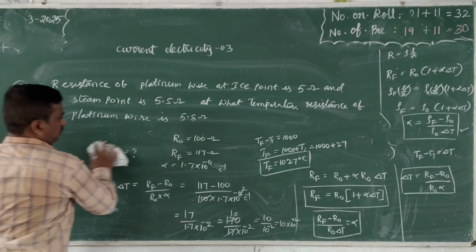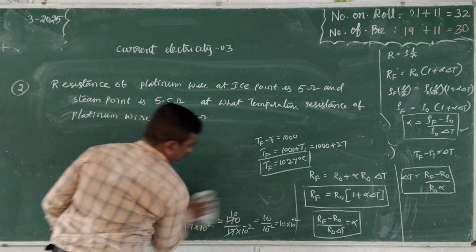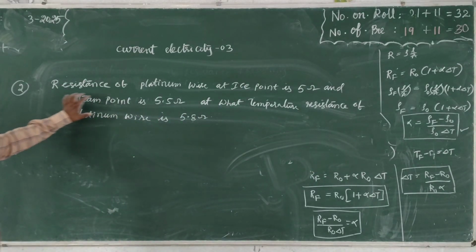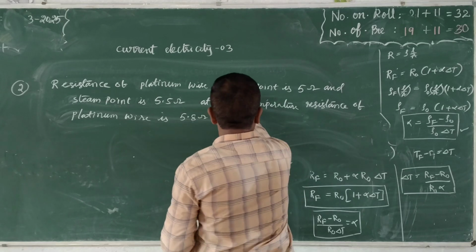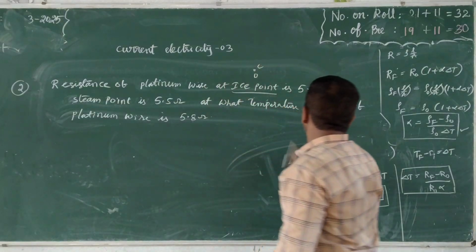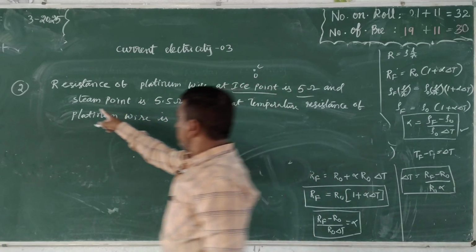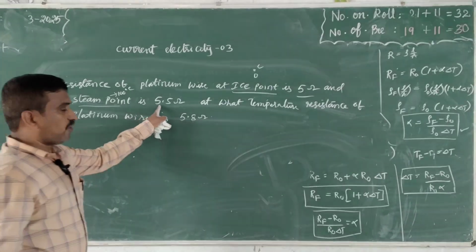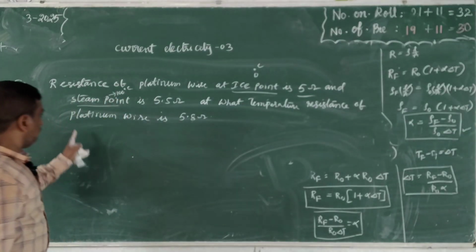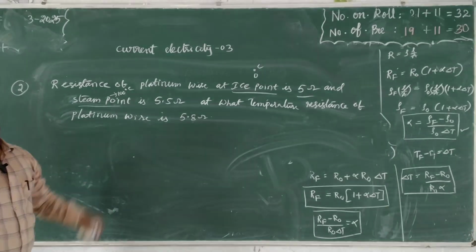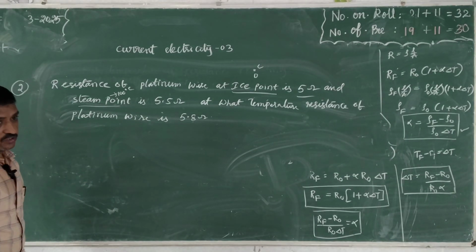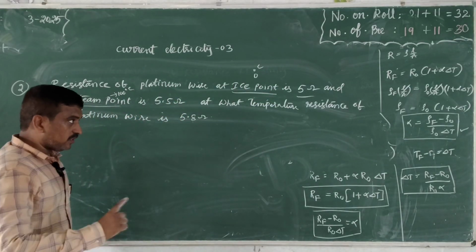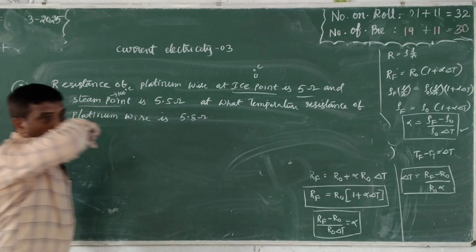See here, what they ask now. In this problem, the resistance of platinum wire at ice point, which means 0 degrees Celsius, is 5 ohms, and at steam point, which means 100 degrees Celsius, the resistance is 5.5 ohms. At what temperature is the resistance of platinum wire 5.8 ohms? We want to find the alpha value first. By using these values we can find the alpha value. After that we can use it to find the final temperature.